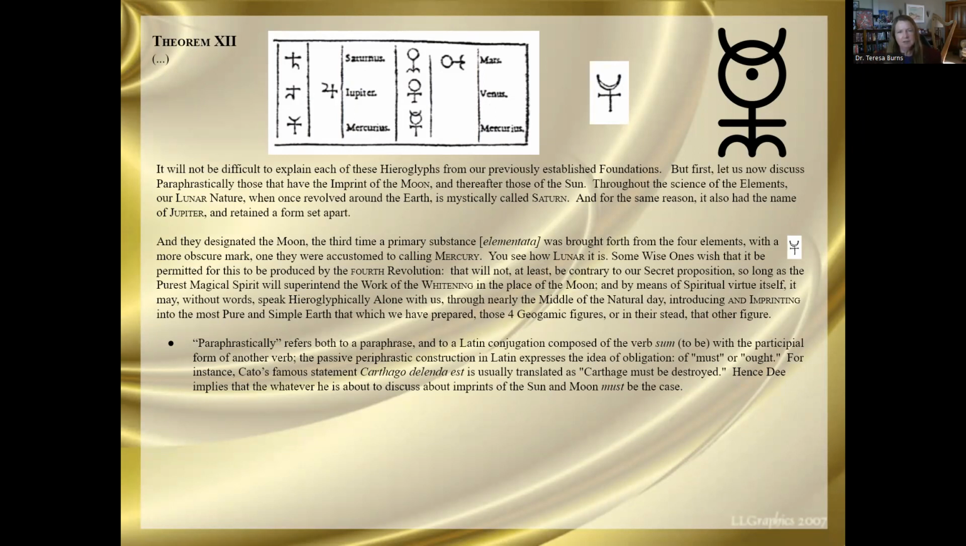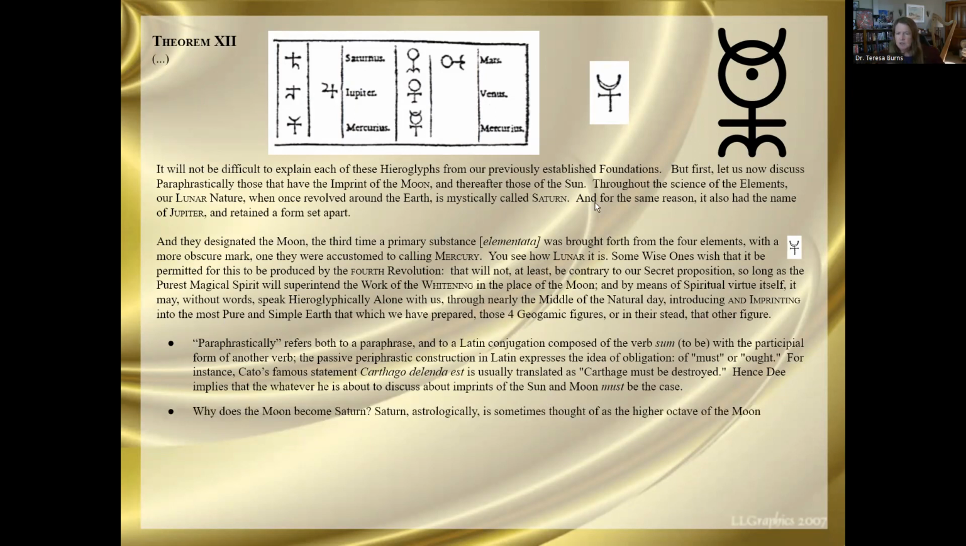Okay, why is it "must" when there is no "must" in the Latin? Because it's this passive periphrastic construction, which has the sense of must, or something that is really important and inevitable. Carthage has to be destroyed. So Dee is using that in talking about these to give an idea of a kind of inevitability that these would be the perfect forms of these planets. That's what he is saying.